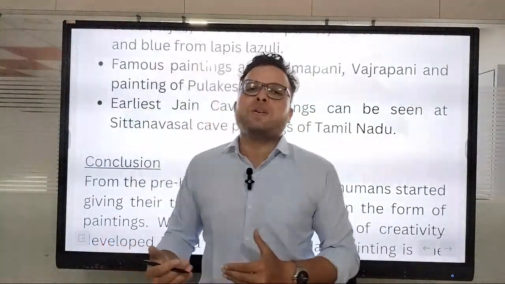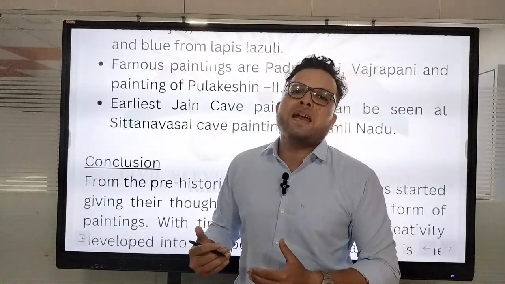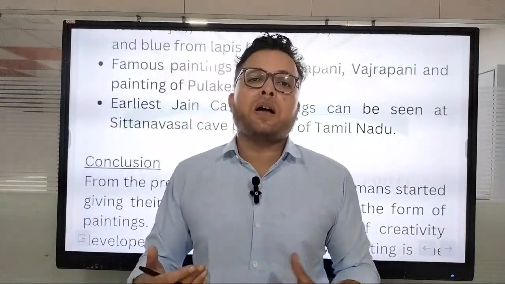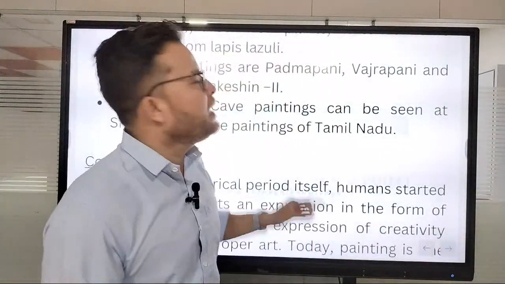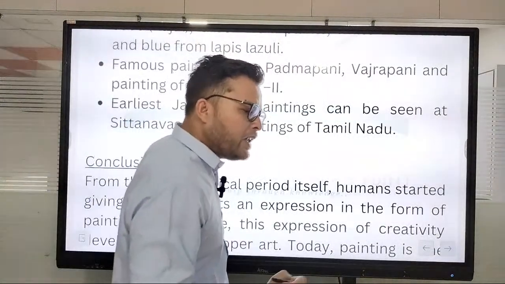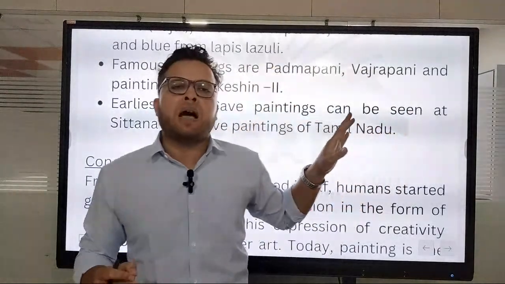Apparently an embassy was sent by the Shah of Iran by the name of Khusru. He was the Shah of Iran, or the King of Iran. He had sent an embassy. And this picture shows Pulakeshin the second. Who was Pulakeshin the second? He was one of the greatest rulers of the Chalukyan dynasty.